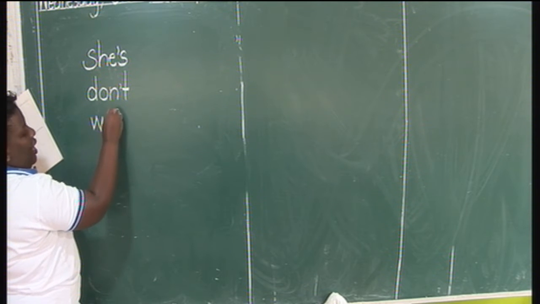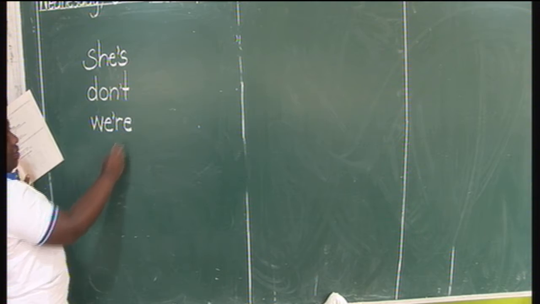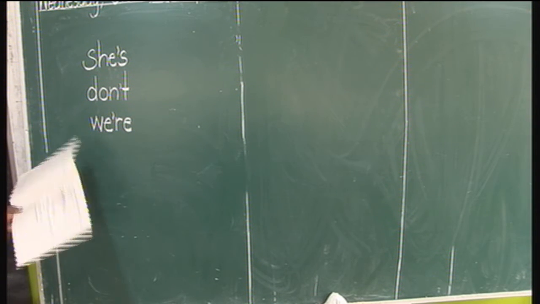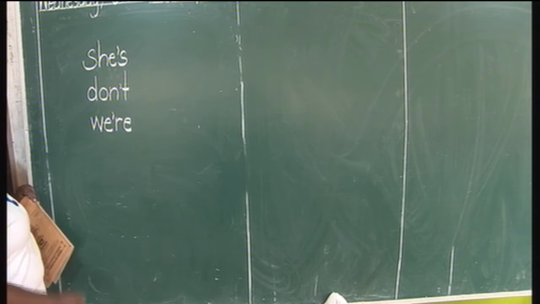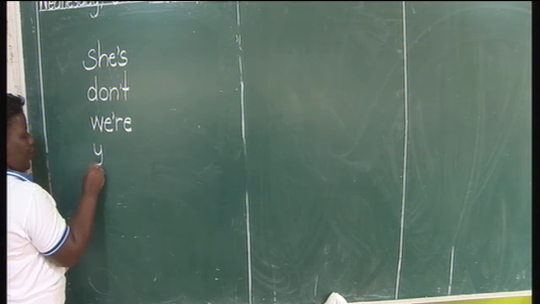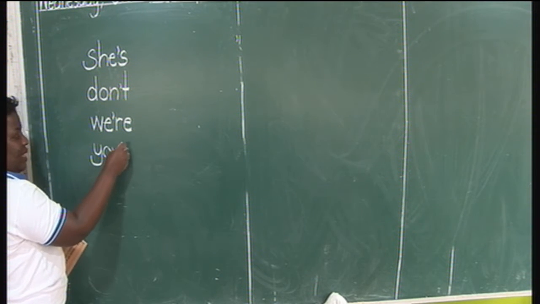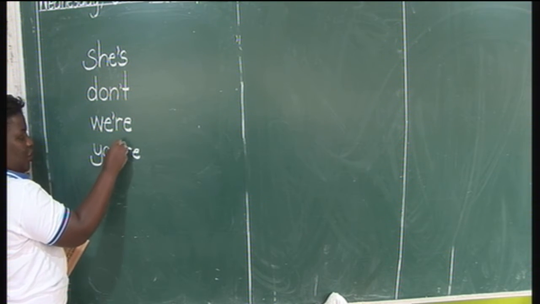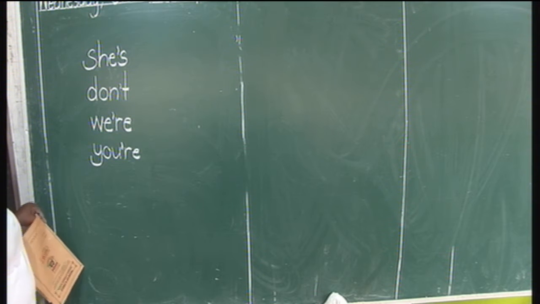The short form of we are is we're. W-E, apostrophe sign, R-E. We're. Then the next one is you are. The short form of you are is you, apostrophe sign, R-E. Apostrophe sign should be in the middle of those two letters.